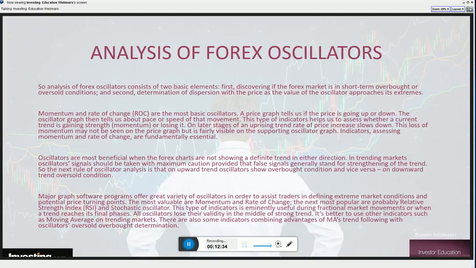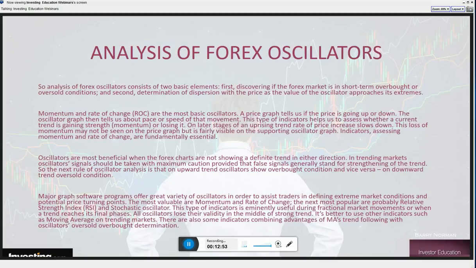Momentum and rate of change, ROC, are the most basic oscillators. A price graph tells us if the price is going up or down. The oscillator graph then tells us about the pace or the speed of that momentum.